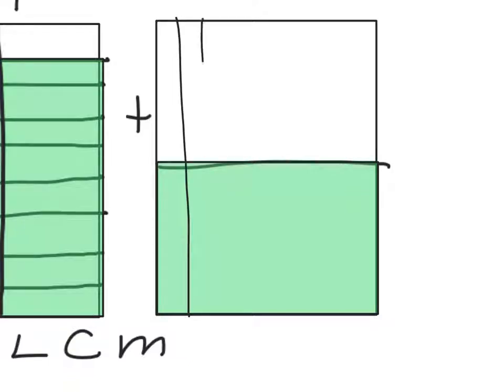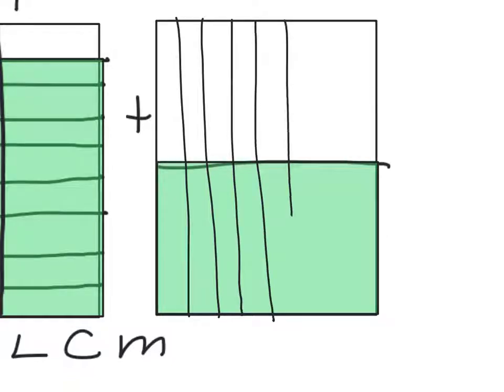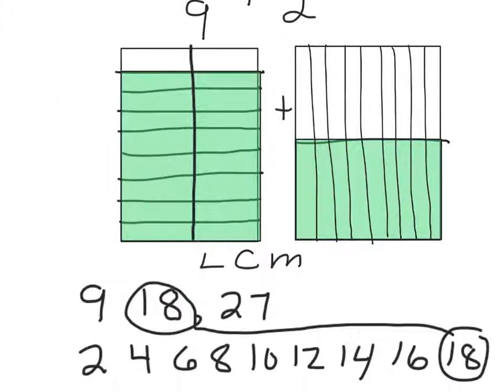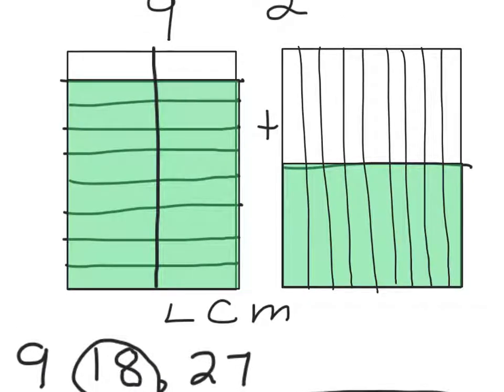Means 8 lines. 1, 2, 3, 4, 5, 6, 7, and 8. Bam! That should give me 9 parts. So I've got 1, 2, 3, 4, 5, 6, 7, 8, and 9 parts. That should give me 18 total boxes. 1, 2, 3, 4, 5, 6, 7, 8, 9, 10, 11, 12, 13, 14, 15, 16, 17, and bam, 18. Perfect, my friend. So now all I have to do is count all these parts up, right?